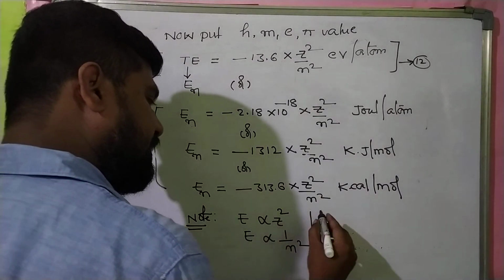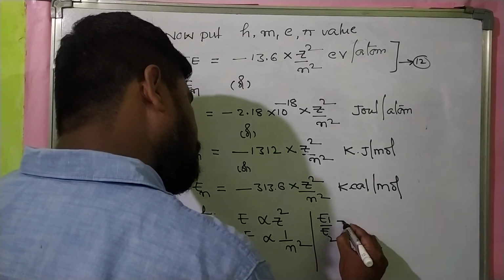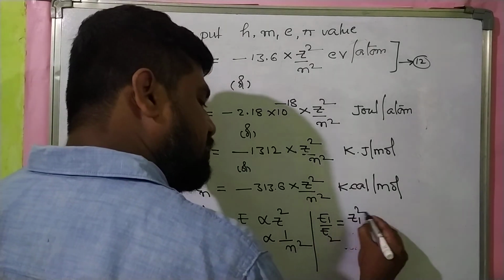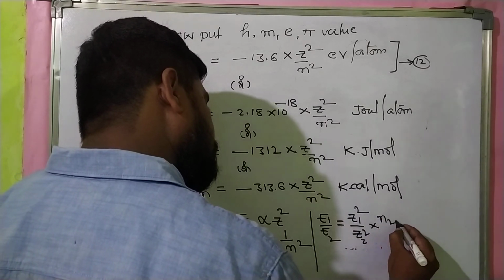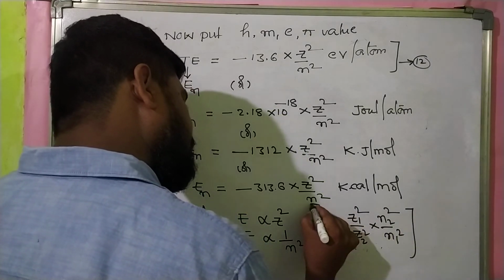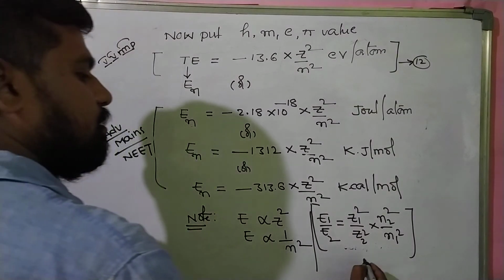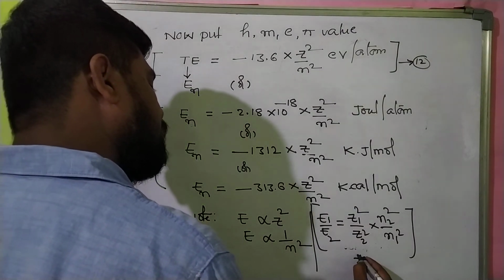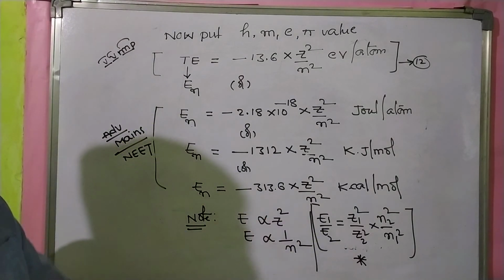From these two we can write E1 by E2 equal to Z1 square by Z2 square into n2 square by n1 square. Very important. This is also very important. Please note this, very important for advanced problems.